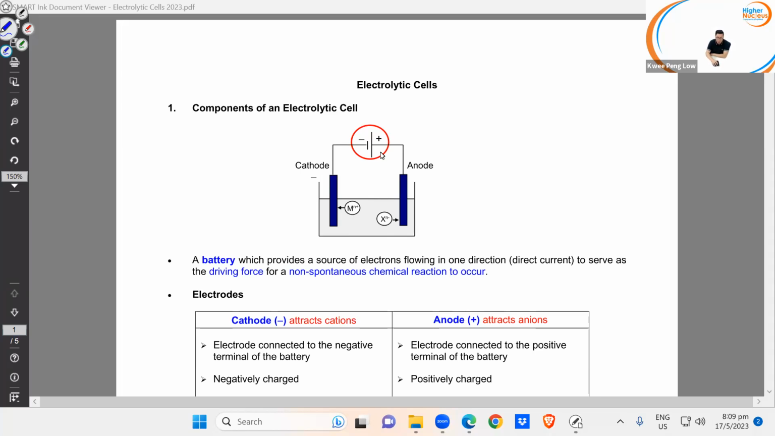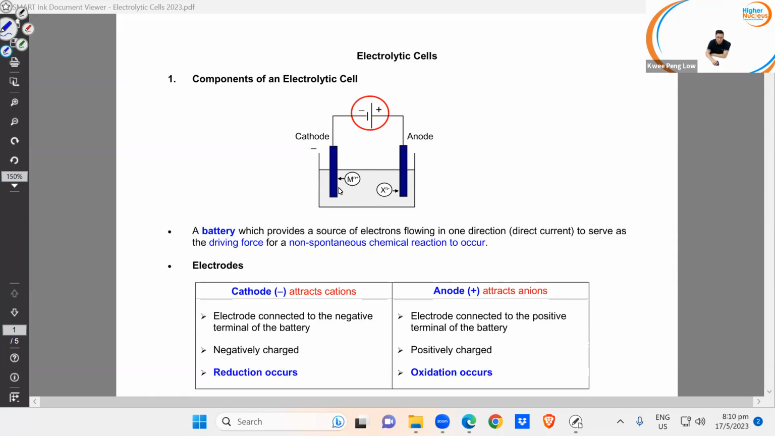So the most important feature of an electrolytic cell is the battery. Now, the battery, in simple notation, is a long line representing the plus and a short line representing the minus. Why do you need the battery? Because the battery is the driving force for all non-spontaneous reactions to occur in an electrolytic cell. You see the battery, you know this is electrolytic.